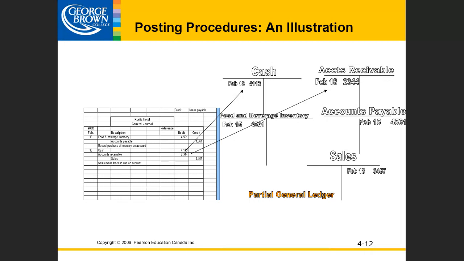Okay, so here's that illustration that I was talking about. On the left-hand side here, you have your general journal. And on the right-hand side, you have several general ledger accounts. So what you're doing in transferring the information is just taking the individual changes.